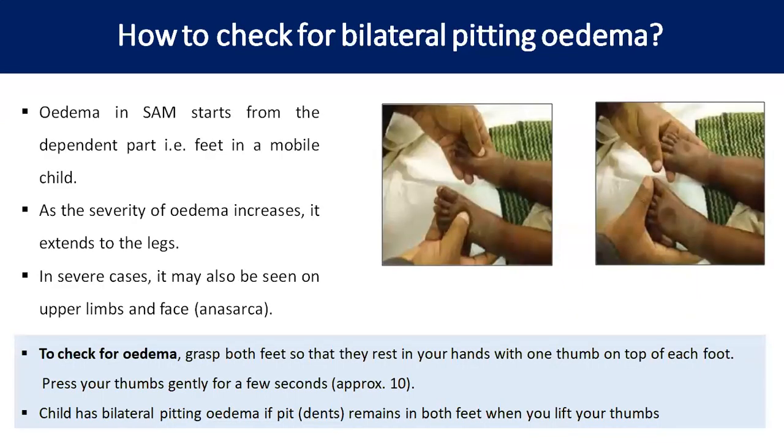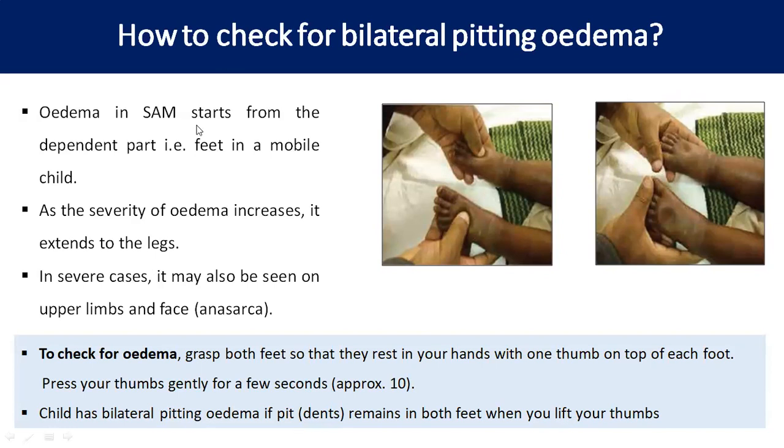Now coming to how do you check for bilateral pitting edema? Edema in the SAM. It's okay. So how to check for bilateral pitting edema?